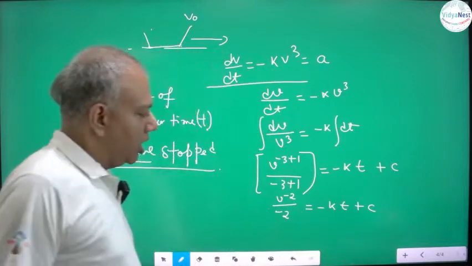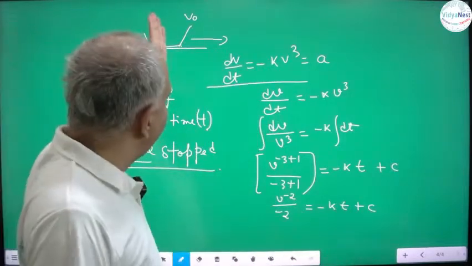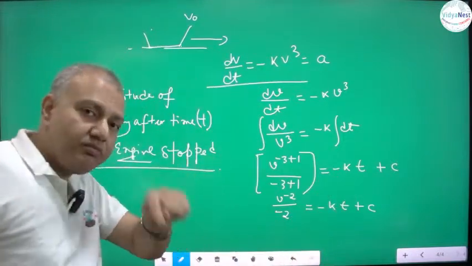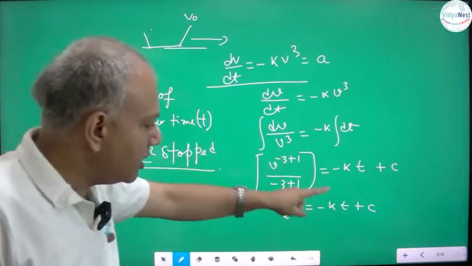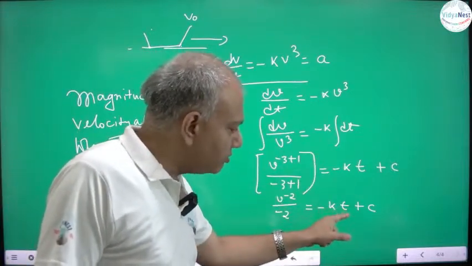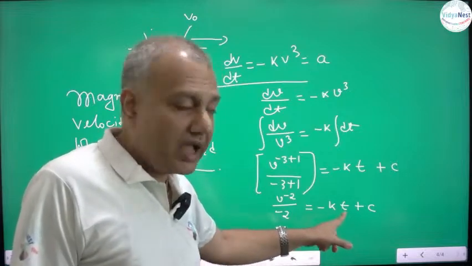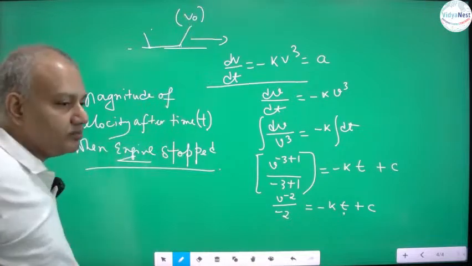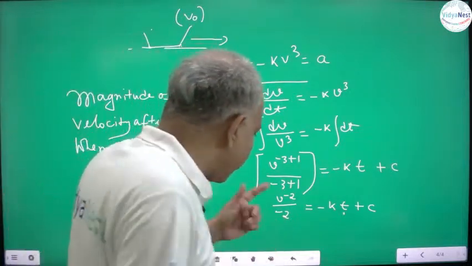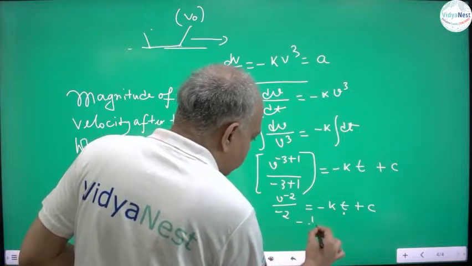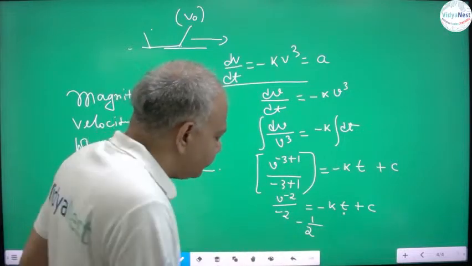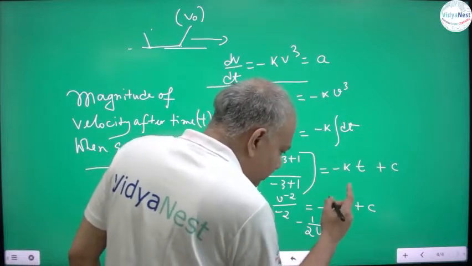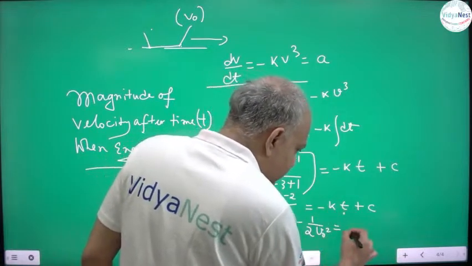Now see, we are just considering the motion when the engine stopped. We are going to count from then. Time counting starts from when the engine stopped. So at that time, when the engine stopped, we consider time is equal to 0, and at that instant of time, the velocity was v naught. So what can we write here? Minus 1 by 2 v to the power minus 2, that is 1 by v square, means v naught square, is equal to, if I put the time 0, the starting time, this is 0 plus c.